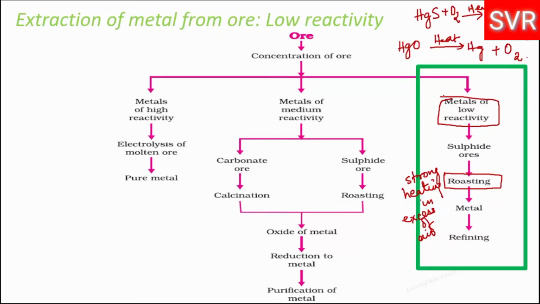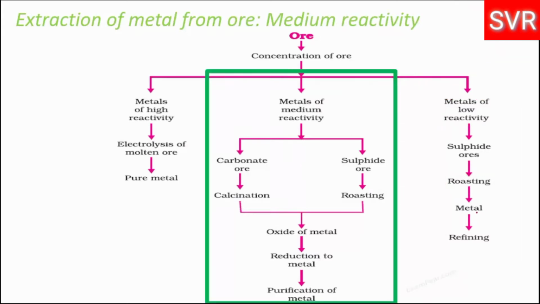So now you understood, if it is a low reactivity series, it is generally a sulfide ore. It undergoes roasting, gets converted into its oxide ore. From there it gets converted into the metal, and then the metal is being refined. Now we will talk about metals of medium reactivity.